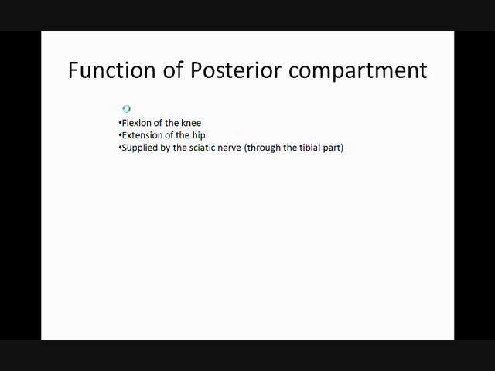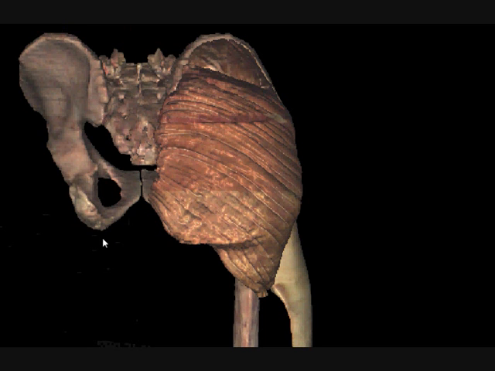The next thing is the function of the posterior compartment. The posterior compartment has a number of muscles, all of which function to either flex the knee and extend the hip. They're all supplied by the sciatic nerve, mainly through the tibial part, except the short head of the biceps femoris, which is supplied by the sciatic nerve through its common peroneal part.